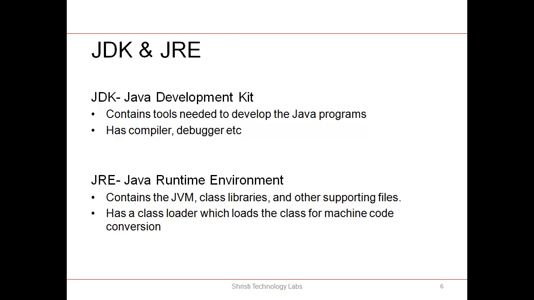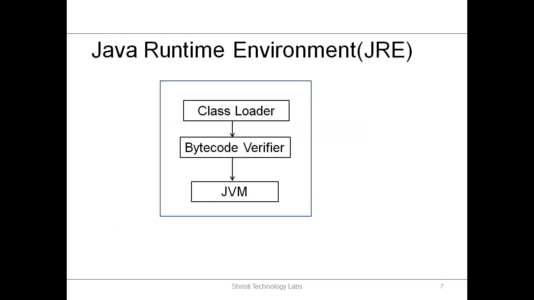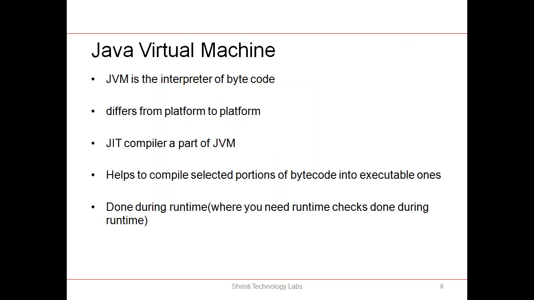We will see this now. Java Runtime Environment, JRE. JRE has a class loader, a bytecode verifier and JVM. The class loader loads the class file which comes inside the system. It verifies the bytecode for security and then the bytecode is given to the JVM. What is JVM? JVM is Java Virtual Machine. It is responsible for converting the class file into the corresponding machine's machine code. It is the interpreter. JVM is platform dependent.